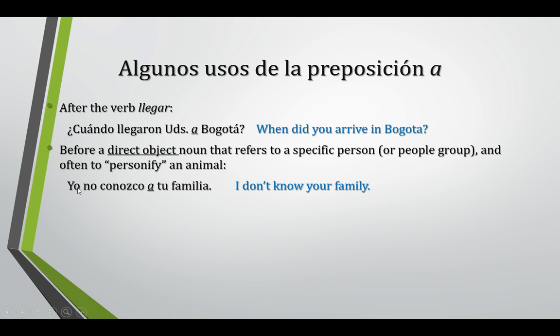If I said the same sentence, I don't know Michael or Miguel, you would say yo no conozco a Miguel. If I said I don't know your husband, yo no conozco a tu esposo. Muy bien. So you always have to use a, whether it's the name of a person, even if it's a profession. For example, I don't know the lawyer. No conozco al abogado. Al abogado. So you have to use it for anything that could stand in as well for a person. Muy bien.